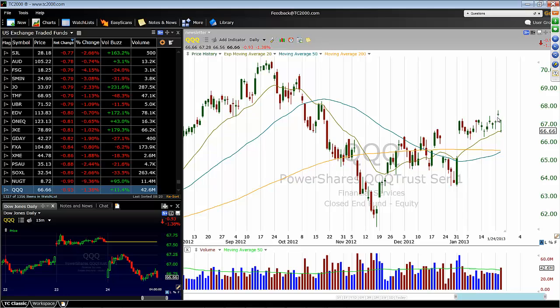So it tried to break out yesterday, kind of a false breakout. Now we're back to support, but false breakouts are not a bad thing, as Rick and I will probably address later in this webinar. False breakouts actually provide a low-risk buying opportunity because they shake out what's known as the weak hands.